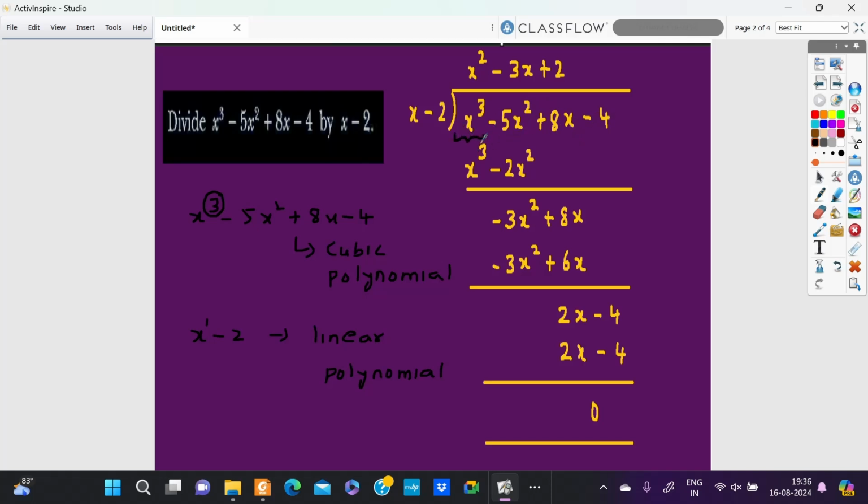Just consider only the first term of the dividend and the first term of the divisor and compare. I just have to multiply this x with something so that I would get exactly positive x cubed. So I have to multiply this x with x squared. So I write x squared on the top, which is part of the quotient. Now once I write x squared on the top, I should multiply the whole divisor with x squared. x squared times x is x cubed, x squared times negative 2 is negative 2x squared.